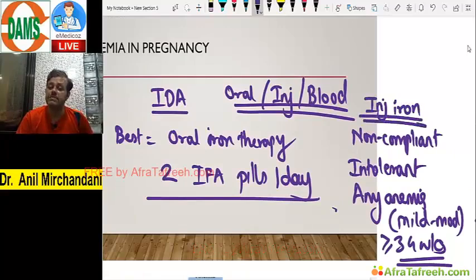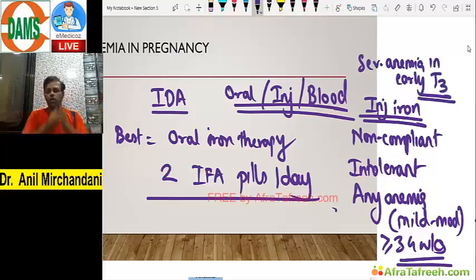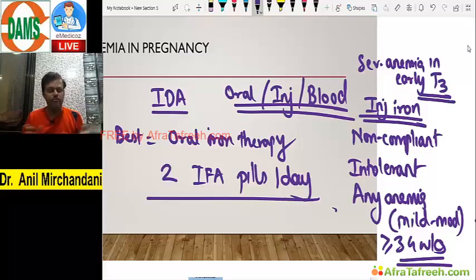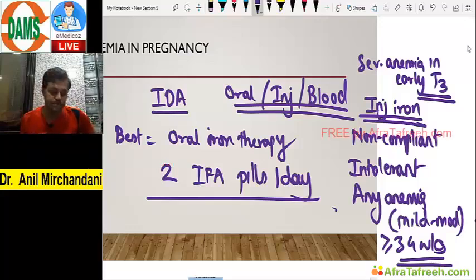We also give injectable iron therapy for severe anemia in early 3rd trimester. I repeat, oral iron is the right initial treatment for all anemic patients. But if the patient is non-compliant or intolerant, or has any mild to moderate anemia at 34 weeks plus of pregnancy, you should give injectable iron. Even severe anemia in early 3rd trimester, you should give injectable iron. Am I clear about this?